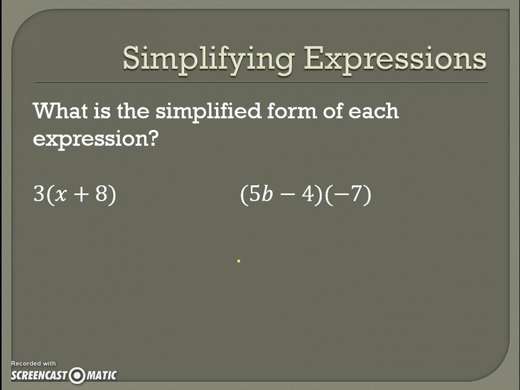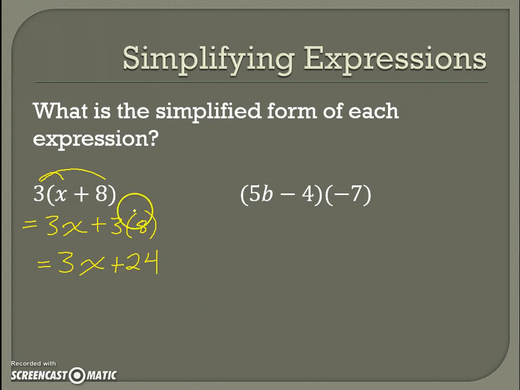Okay, so simplifying expressions. It says, what is the simplified form of each expression? So this first one, again, to simplify, there's not going to be any parentheses in there. So I'm going to use the distributive property to multiply everything inside these parentheses by 3 to get rid of those parentheses. So this is 3x plus 3 times 8, and then I could simplify 3 times 8, which leaves me with 3x plus 24.